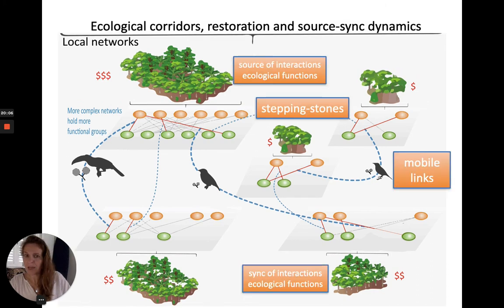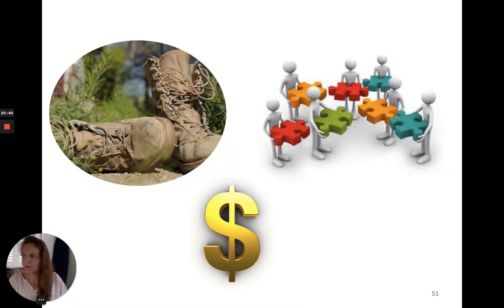And another way of using meta-networks would be when we think about ecological corridors and restoration initiatives, combining that with the source-sink dynamics that we use in ecological theory, in which we can have these larger areas and more complex systems as a source of interactions, a source of ecological function, and a reservoir of genetic diversity for the conservation of options, for example. And with that, my time is over, so I would like to finish.